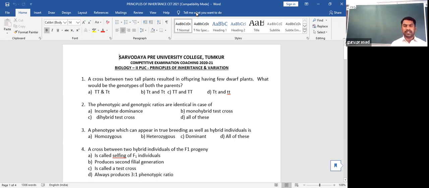deviation experiments. For incomplete dominance, the snapdragon, the Antirrhinum species plant, whereas for codominance, the AB blood group in humans, for multiple allelism, the ABO blood group system in humans, and for pleiotropism, the most common example we took is phenylketonuria, a genetic disorder.